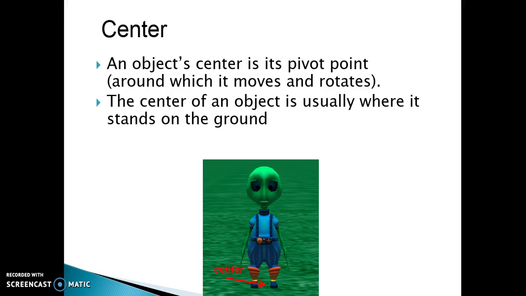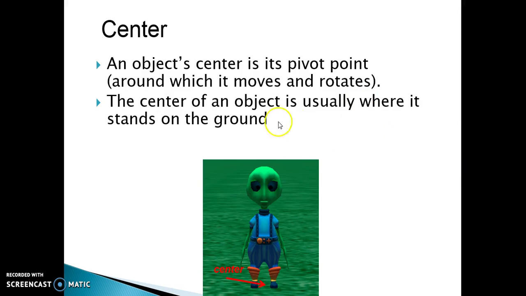So what's interesting is it's dependent on the object center, and that's determined by the programmer that created the object. It's the pivot point around which it moves and rotates. For those of you who have taken physics, you might have heard of the center of gravity or the center of mass. That is, if you were to fling it, it would rotate around its center of mass. And so the programmers have created it the same way.